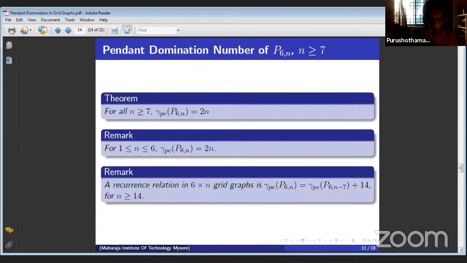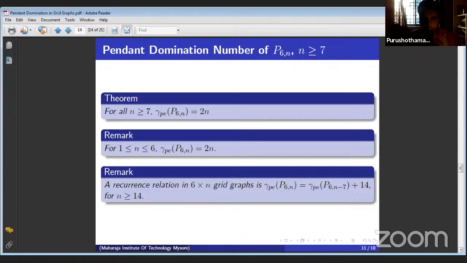In this theorem, this is the last theorem in this presentation. For all n greater than or equal to 7, the pendant domination number of P(6, n) is equal to 2n. If in case n lies between 1 and 6, the pendant domination number of P(6, n) is equal to 2n.